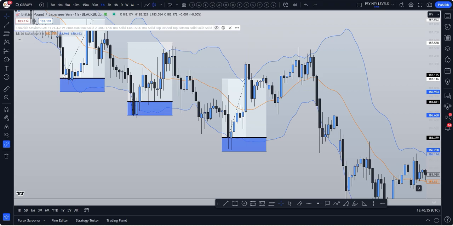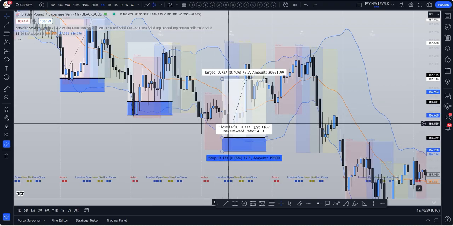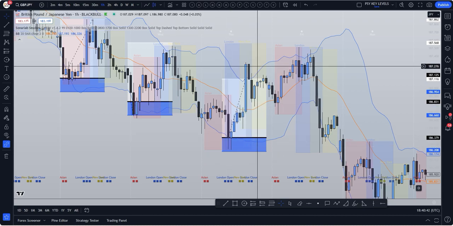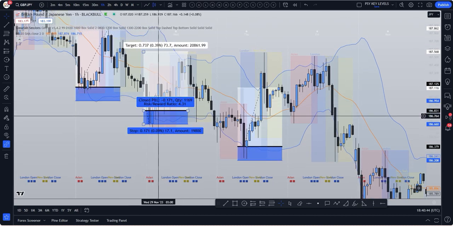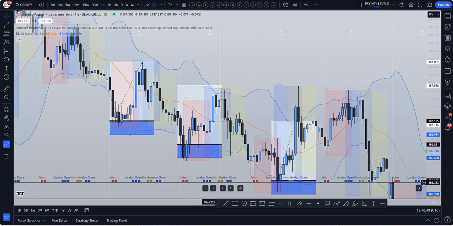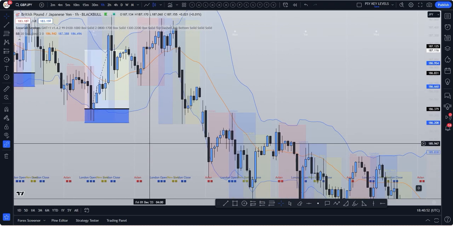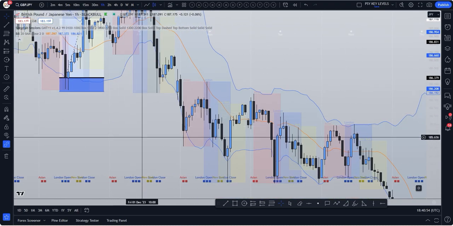Let's see what times these are. Okay, so that's London session, right? Price falls down here, touches the blue line, comes back up. This is Asian session. That's a loss. Asian session, I wouldn't trade at that time. So for me personally, this strategy, I would not use this.